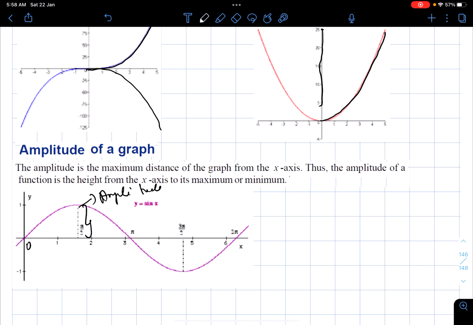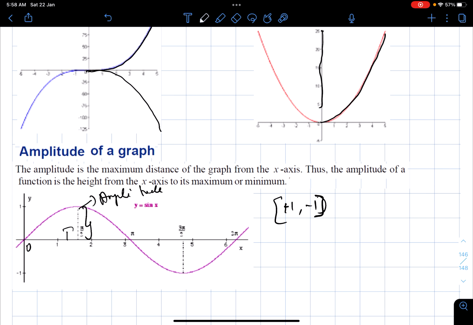Okay. So the amplitude is the maximum distance of the graph from the x-axis. Amplitude is only the height, okay, the height from the x-axis to its maximum or minimum. So here the maximum is +1 and -1, okay. So this is how we measure the amplitude of the graph, okay.